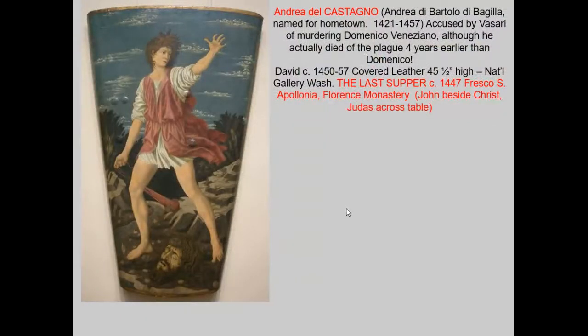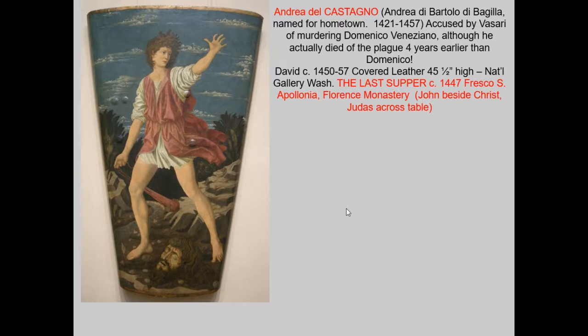This is the work of Andrea del Castagno, and Castagno is nicknamed for his hometown. He was at one point believed to have been involved in a murder of another artist, which is absolutely impossible because Castagno actually died before the artist that he supposedly killed. So it was a miscommunication in translation of art history, which is kind of funny. But Castagno was definitely known for his images of biblical characters, and particularly this image of David.